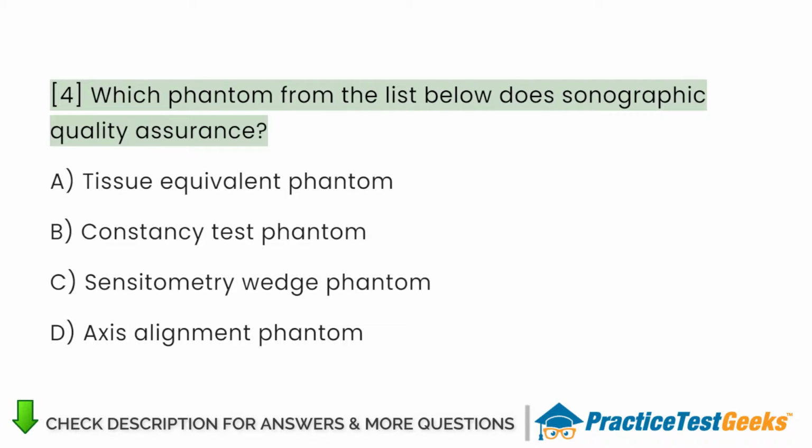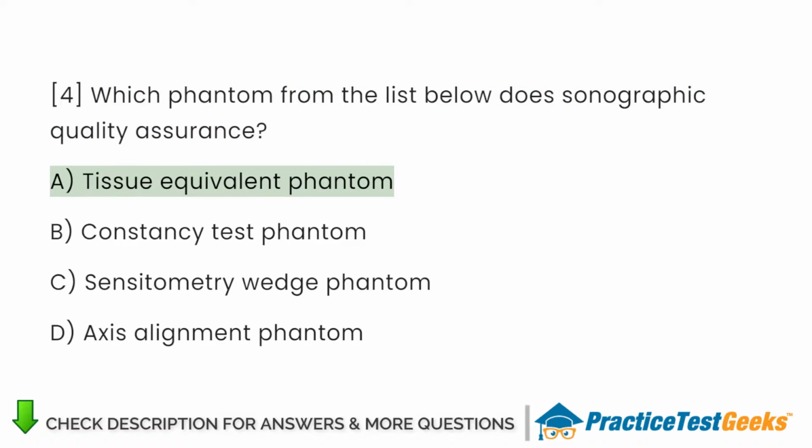Which phantom from the list below does sonographic quality assurance? A. Tissue equivalent phantom. B. Constancy test phantom. C. Sensitometry wedge phantom. D. Axis alignment phantom.